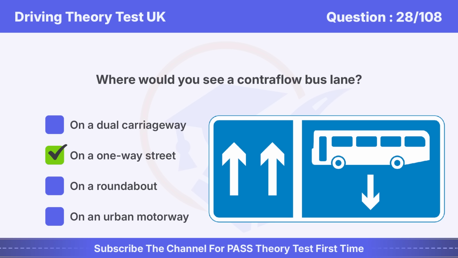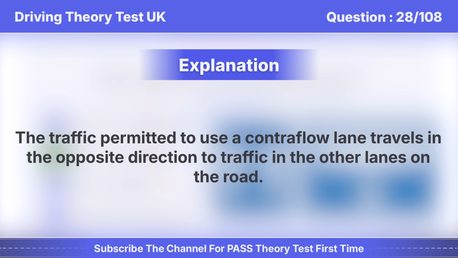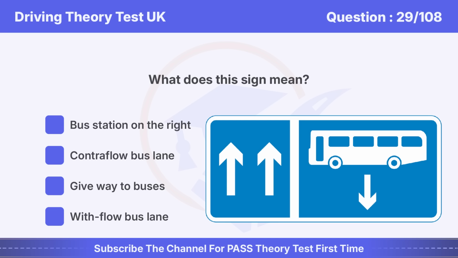Answer is B. On a one-way street. The traffic permitted to use a contraflow lane travels in the opposite direction to traffic in the other lanes on the road. Question 29. What does this sign mean?